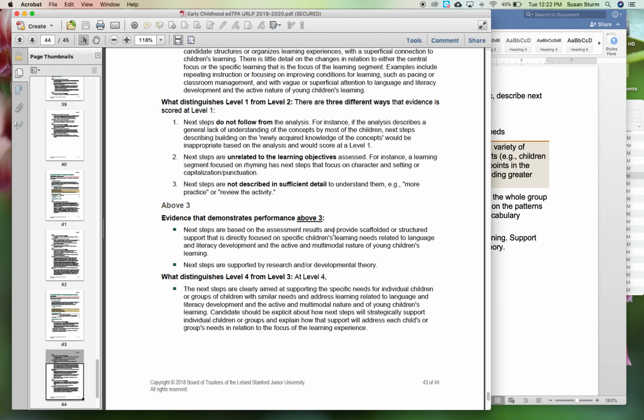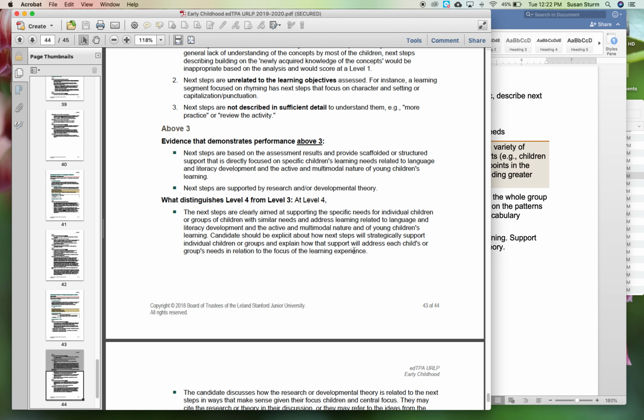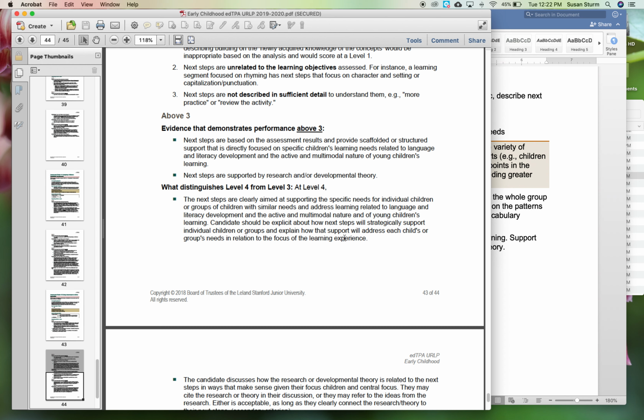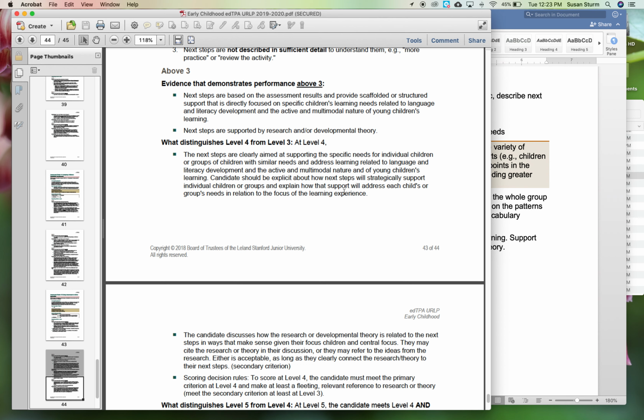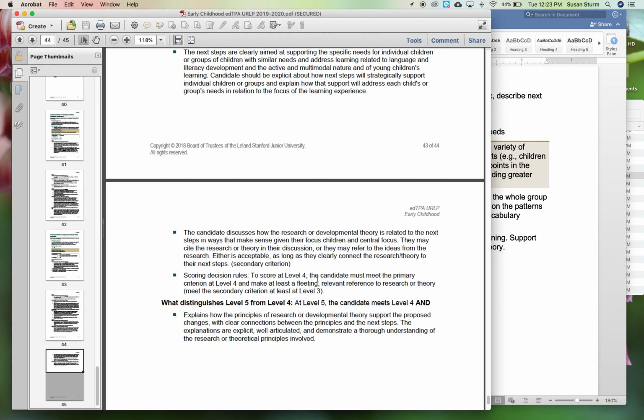I think at a level 4, the next steps are clearly aimed at the specific needs of individual children or groups with similar needs, addressing learning related to language and literacy. You should be explicit about how the next steps will strategically support individuals and explain how that support will address each child's needs in relation to the focus of the learning experience.